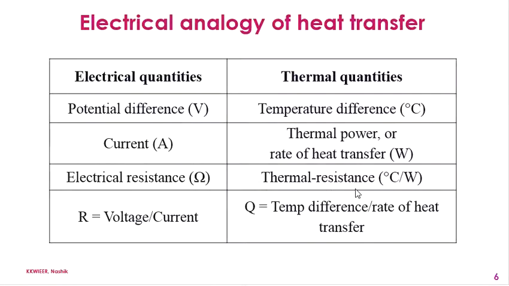Thermal resistance is analogous to electrical resistance R. Therefore, thermal resistance Q is equal to temperature difference divided by rate of heat transfer. That means, in case of our electrical circuit, what is R? It is V by I, voltage by current, so potential difference divided by current. So in case of thermal quantities, thermal resistance is equal to temperature difference divided by rate of heat transfer. So this is the analogy of electrical quantities and thermal quantities.